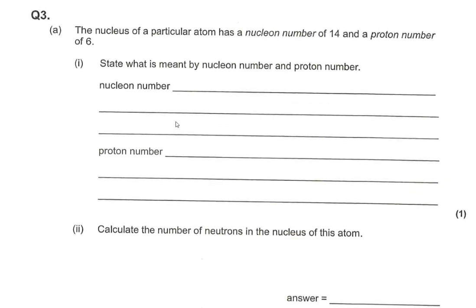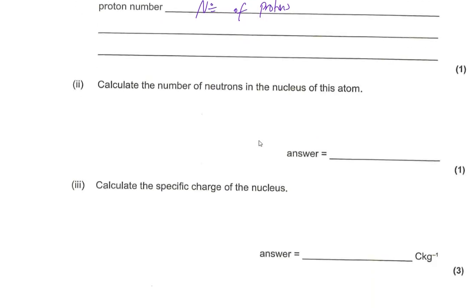Now this is 1 easy mark. So this one, almost, we've got this correct. What is nuclear number? It's the number of protons and neutrons. What is proton number? Proton number is the number of protons. So this is straightforward, 1 mark.